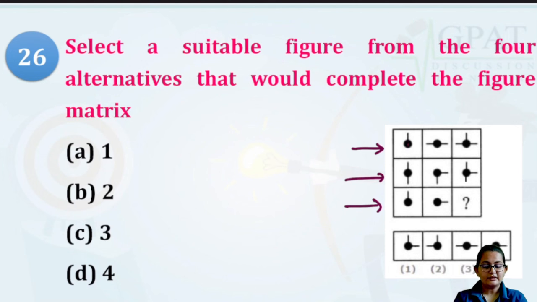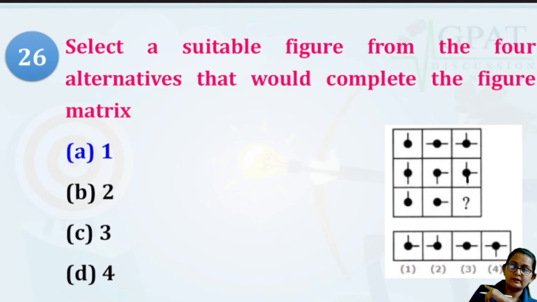As you can see, when we add the first and second figures, you will get the third figure. This is the first line, these are the second lines. When we combine them together, we get this particular diagram. Similarly, in this way, we get this diagram. And in this one, you can get this diagram by addition of the first and second. So that's why we get this as the diagram. That means option A, that is 1, is the correct figure.